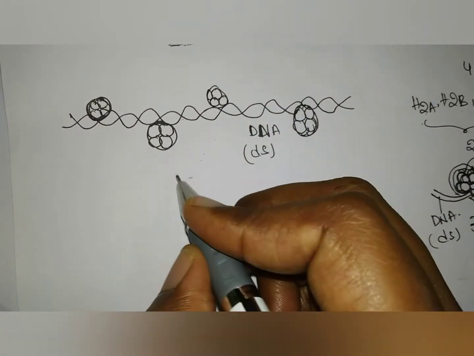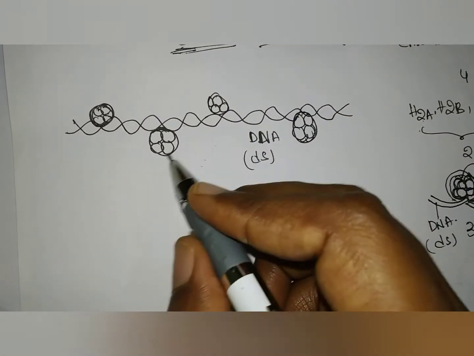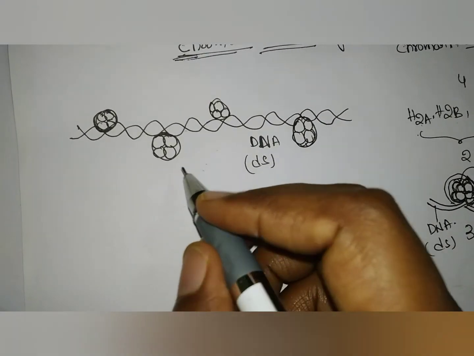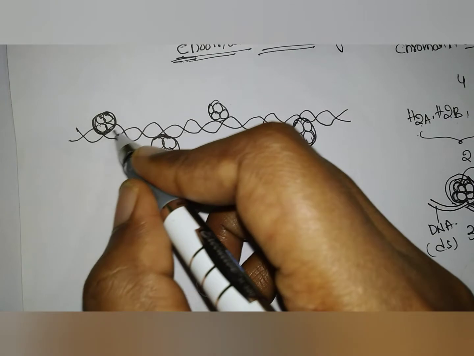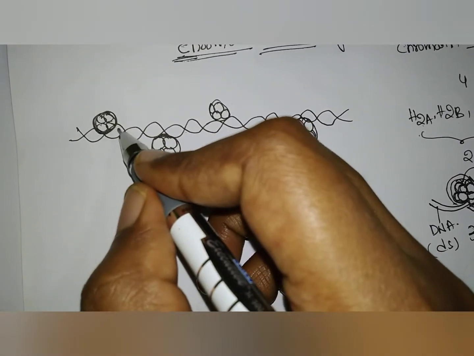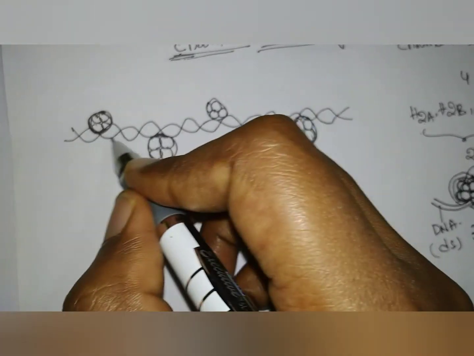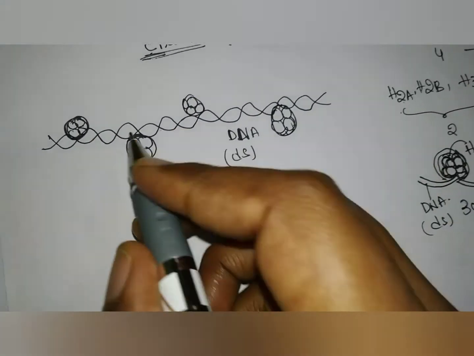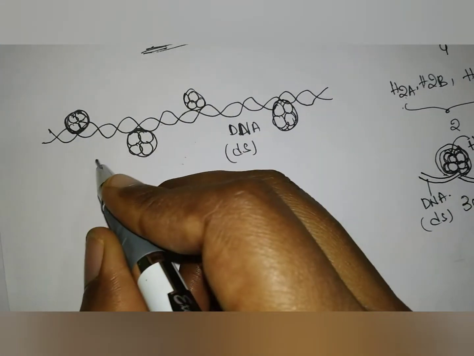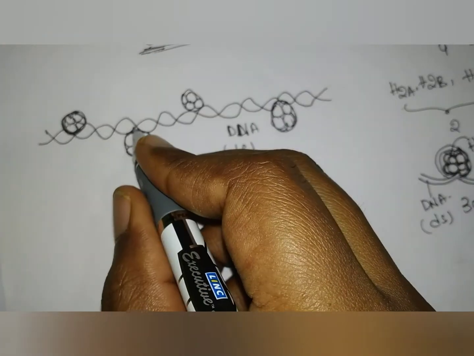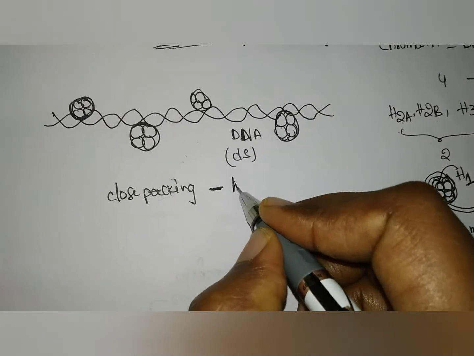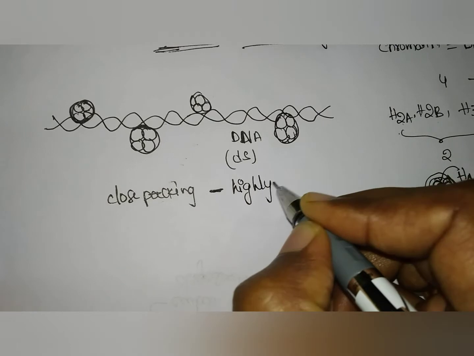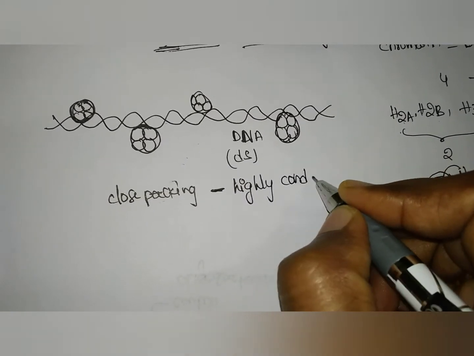This is the main chromatin, which is composed of DNA and histone proteins. This DNA is double-stranded and is actually wrapped around the histone octamer, but in this picture I have shown it like this for our convenience. Here these histone proteins are attached to the DNA. Here the DNA is closely packed, highly condensed, with histone proteins present.